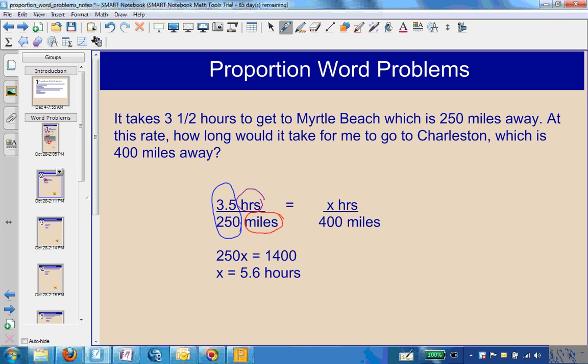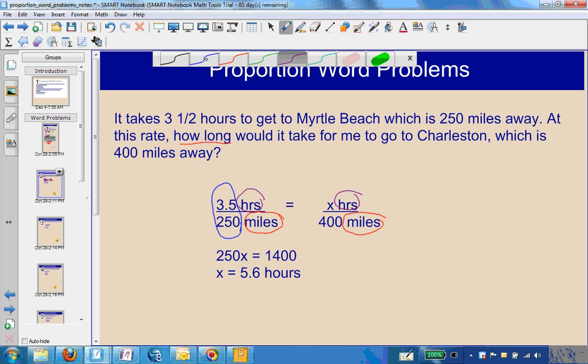So they tell us our miles. They tell us 400 miles. So we need to put that across from miles, so it'll be in the denominator based on how we set up our proportion. And we're looking for how long, so that means how many hours. So we'll be solving for hours, which goes across from hours. And since I put hours in the numerator to begin with, I need to continue putting hours in the numerator. Now I just have a proportion to solve.